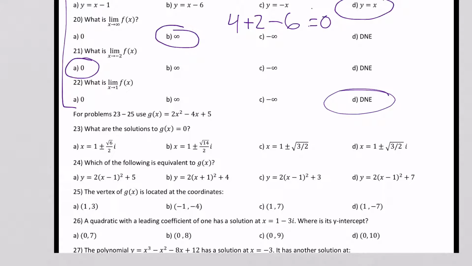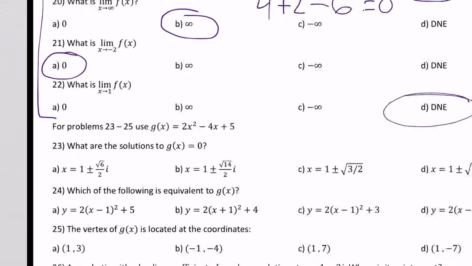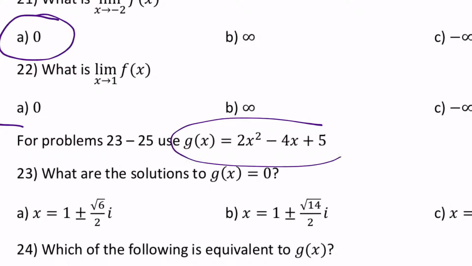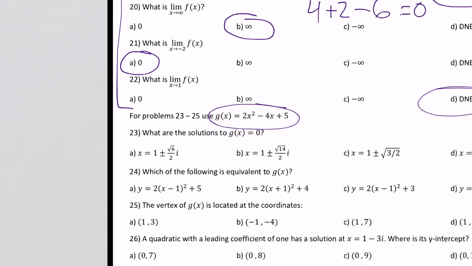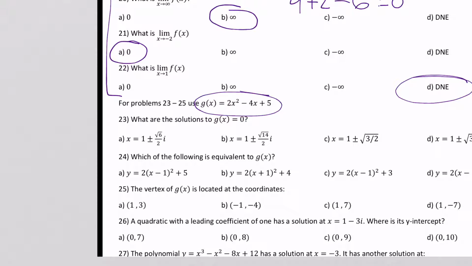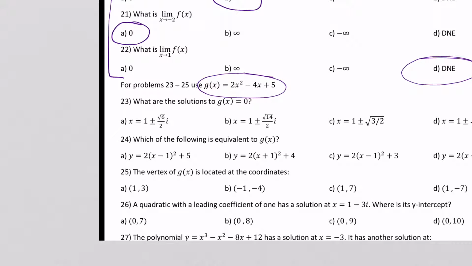Alrighty then, number 23. Use the function g of x right there for 23 through 25. So let's get a handle of what we're doing. 23 says, what are the solutions? 24 says, which is equivalent? And look, it's in completed form. It's a vertex form, completed square. 25 says, identify the vertex.